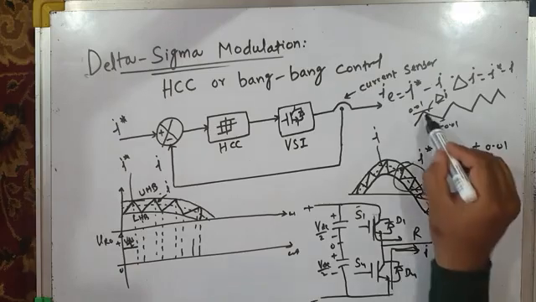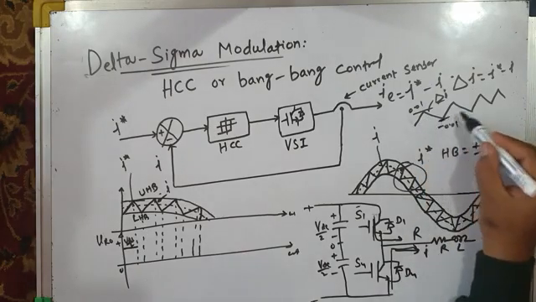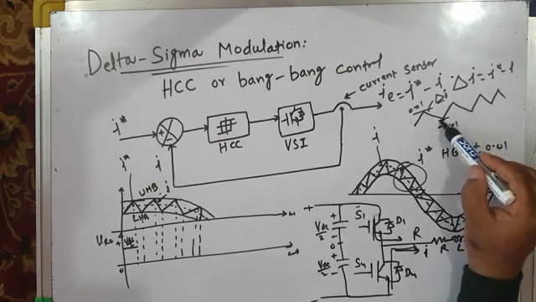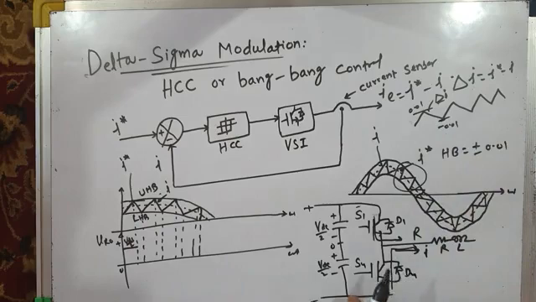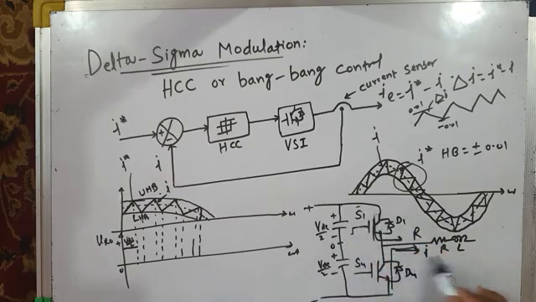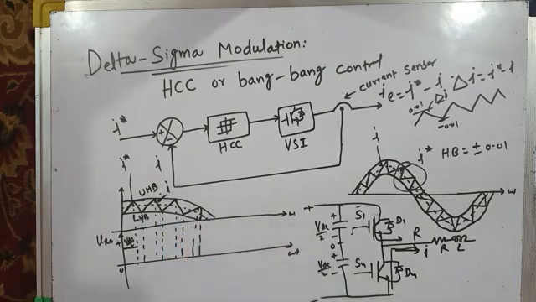So your current error delta I also starts falling. And then it reaches the lower hysteresis band. When your delta I reaches the lower hysteresis band, the switching status is again changed. Gating pulse to S4 is withdrawn and it is given to S1. So S1 gating pulse is again high. It again turns on and current again rises and then it again falls. This is what happens. So during this period S1 is on and during this period D4 is on.